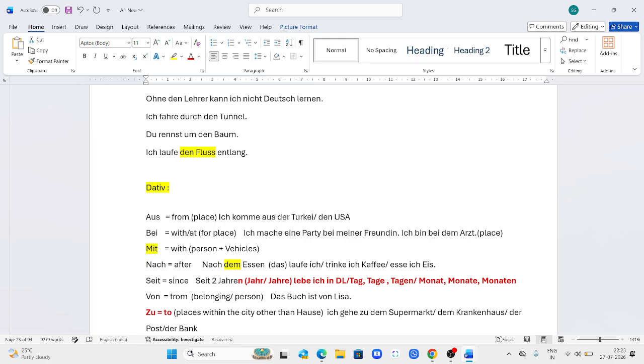Mit den Fahrrädern. Den plus N. You remember the rule, den plus N for dative plural? Because how will you come to know it is dative plural? With the preposition mit. I drive with the cycles. Ich fahre mit den Fahrrädern.